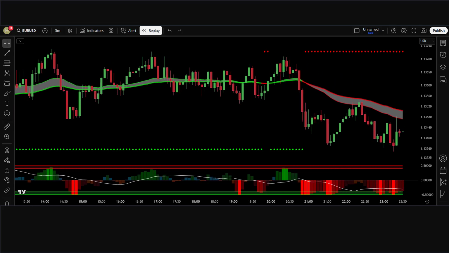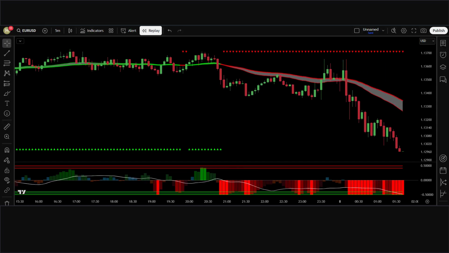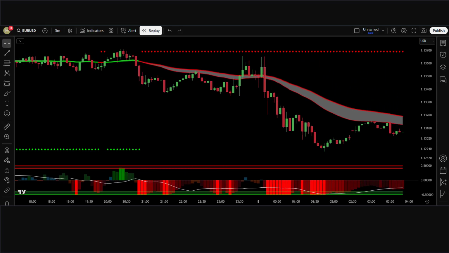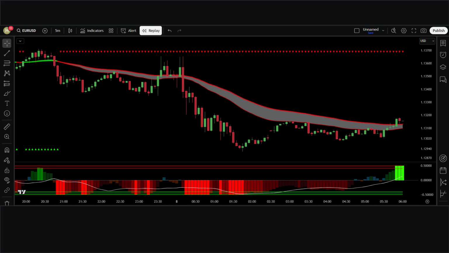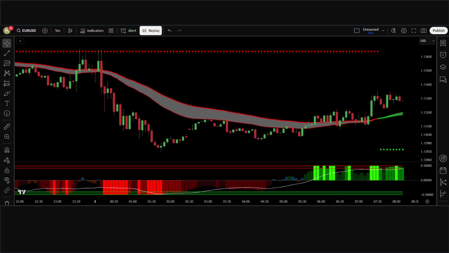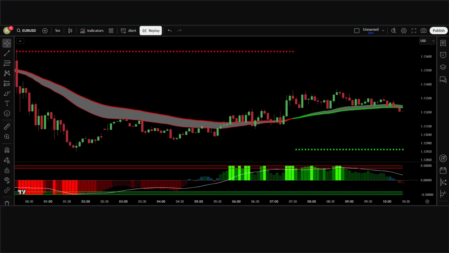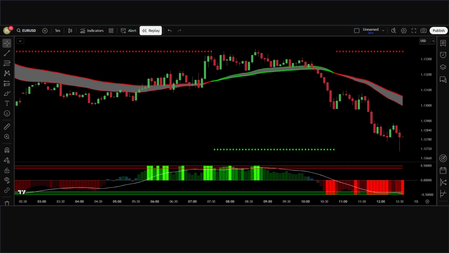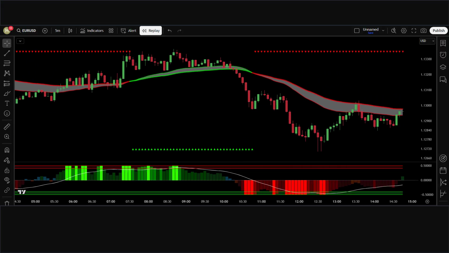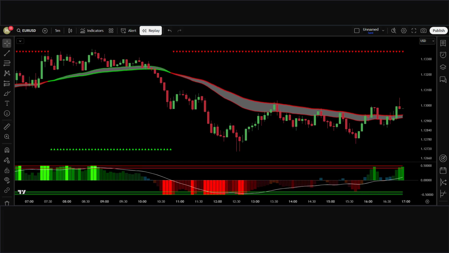Whether you're day trading or swing trading, this tool works well across Forex, stocks, and crypto markets. We'll show you how to interpret the signals, set up optimal entries and exits, and combine this strategy with proper risk management for consistent profits. Stick around as we backtest it on live charts and share some pro tips to boost your win rate using this system.